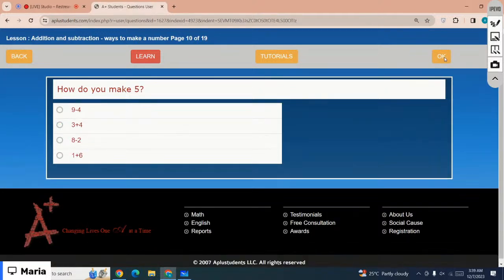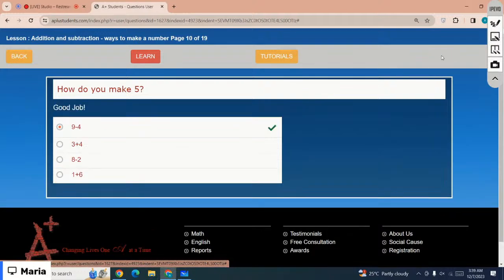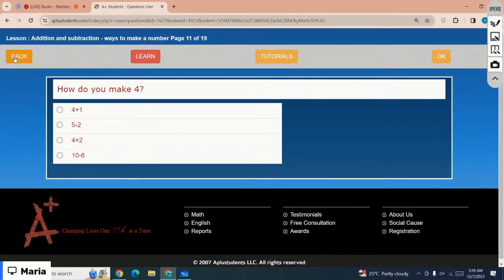Okay, how do you make 5? Which is the correct option? That is 9 minus 4 equals 5, right? Option 1 is the correct option, right? Okay, you can complete the lesson by yourself later today.